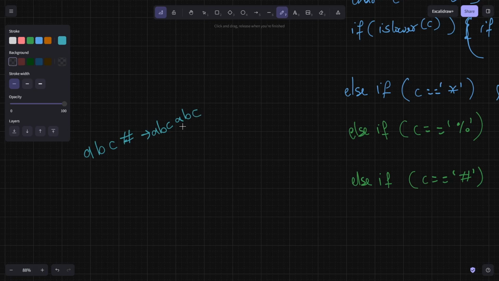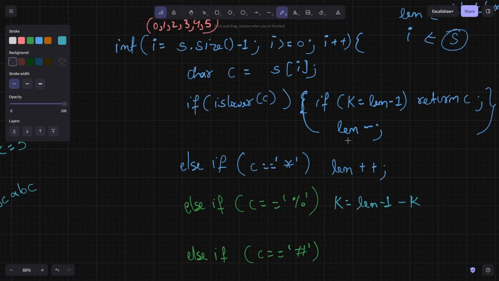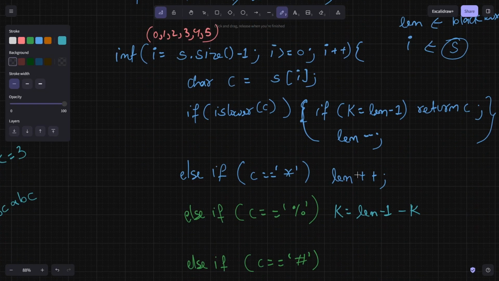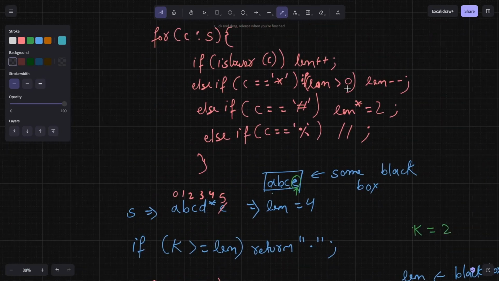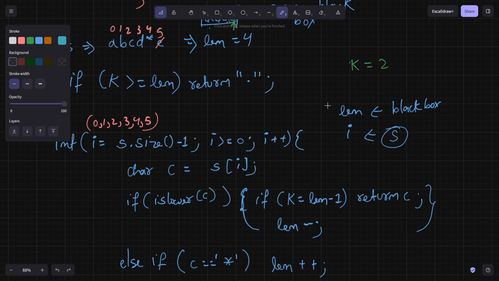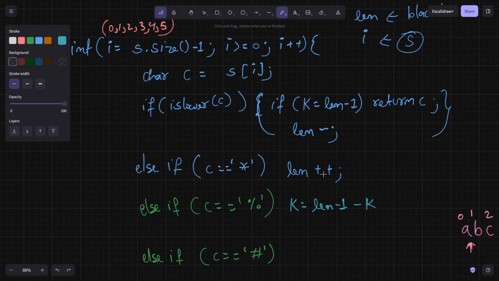For example, we have to find k equal to 3, with indexes 0 1 2 3. But here 3 doesn't exist, here only 0 1 2 exist. So to find k equal to 3, first of all we have to do length by 2, because here we multiplied length by twice, so we have to undo it. We are just doing the reverse thing of length. In lower we did length plus plus, so here we did length minus minus. In asterisk we did length minus minus, so we increment the length.